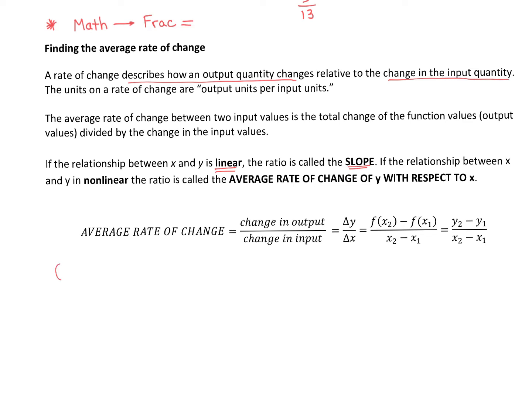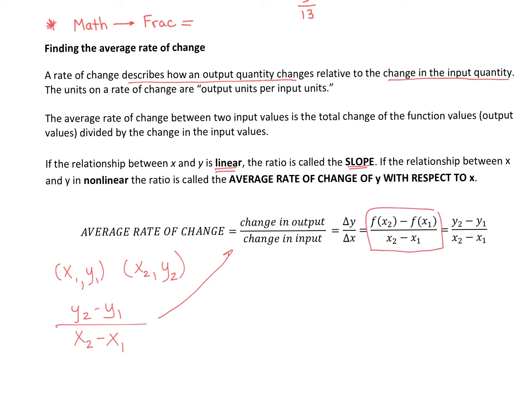If we had two ordered pairs, (x1, y1) and (x2, y2), we would take the change in the y's, y2 minus y1, those are the outputs, in relation to the change in the inputs, x2 minus x1. The way that I have it written here, I use function notation rather than the y values. If it's nonlinear, the ratio is just called the average rate of change, as opposed to slope.